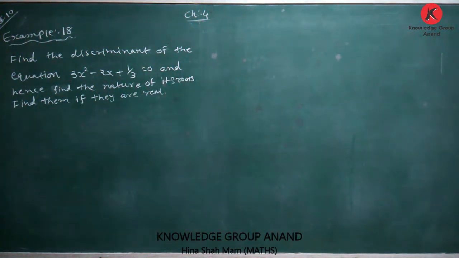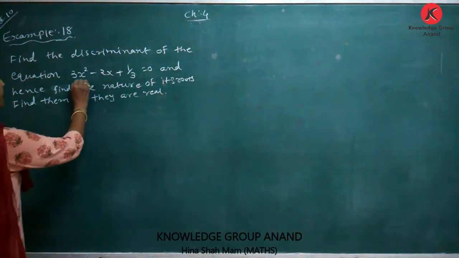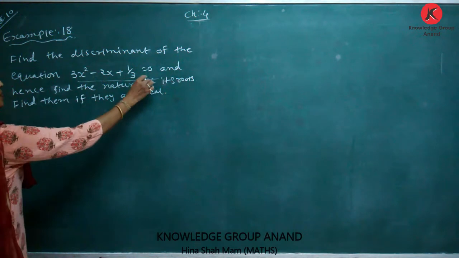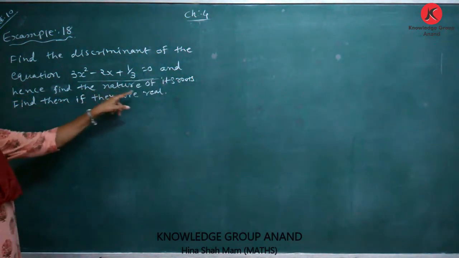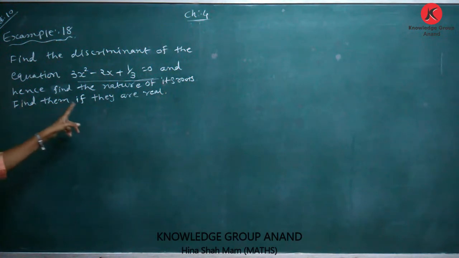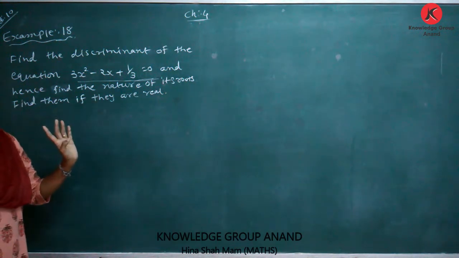Now, example 8. Find the discriminant of the equation 3x² − 2x + 1/3 = 0, and hence find the nature of its roots. Find them if they are real.